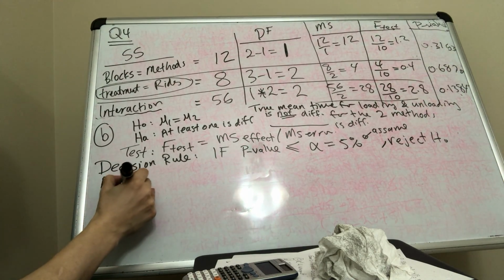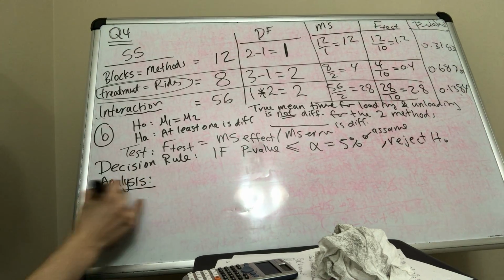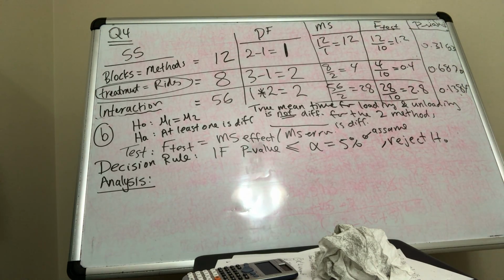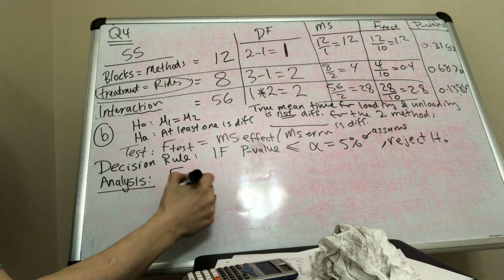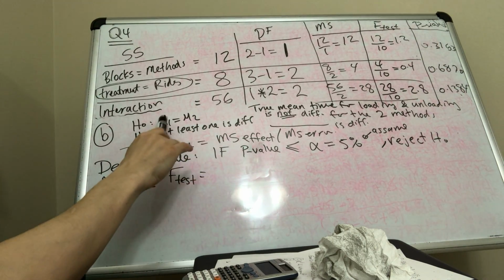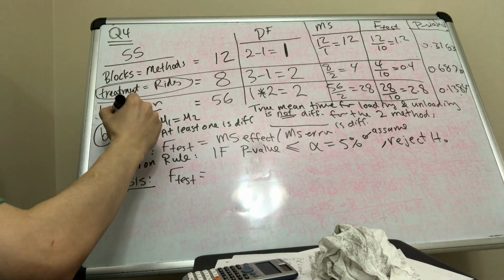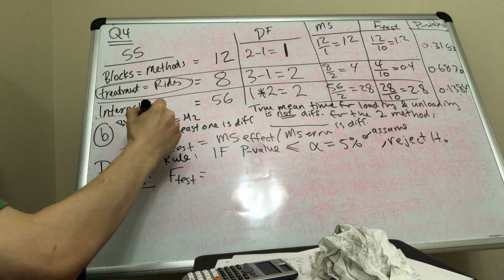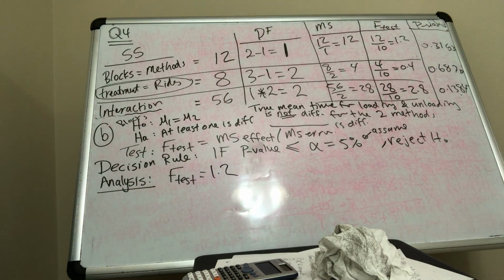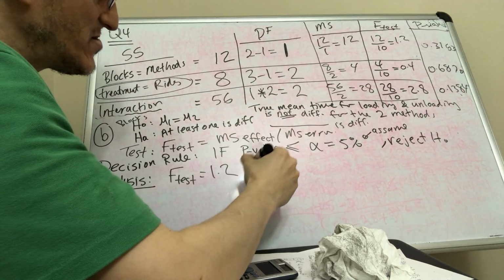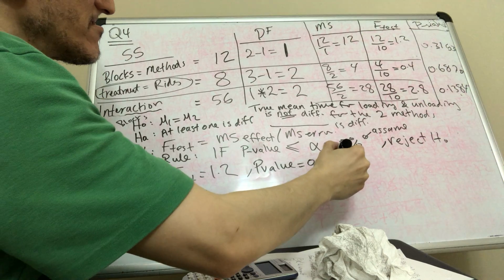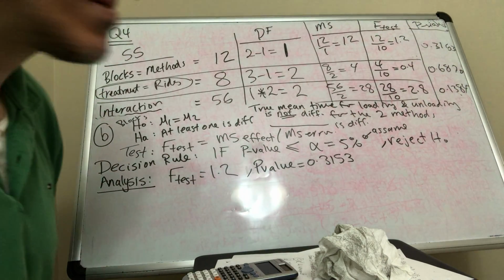Analysis. You don't have to do the analysis again since you have the table. We need the F-test. And since this one is comparing methods, blocks, I'm going to take the F-test for blocks, 1.2, with a p-value of 3153.